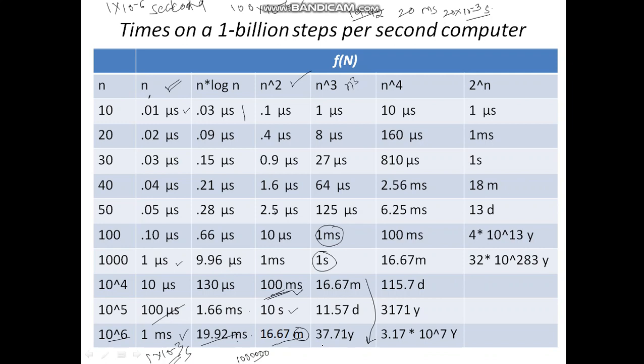For the problem size of 10 raised to 6, it may take 37 years. For the complexity n raised to 4, the growth is very much higher, so with 10 raised to 6, the time required to solve the problem is in terms of years. Now 2 raised to n with 1000. The traveling salesperson is a problem of complexity 2 raised to n.